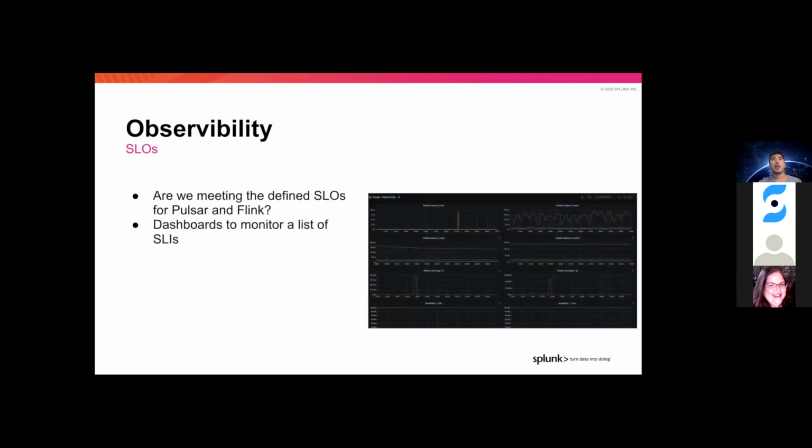The next key thing we have in our observability is that we've defined certain SLOs with our customers, and we want to be able to maintain those SLOs. So we have a list of dashboards to monitor the individual SLIs to make sure that we are meeting those SLOs. And if we're not, someone should be notified to see if there are any potential issues. We have a set of dashboards to maintain that we are at the level of performance that we have told our customers.